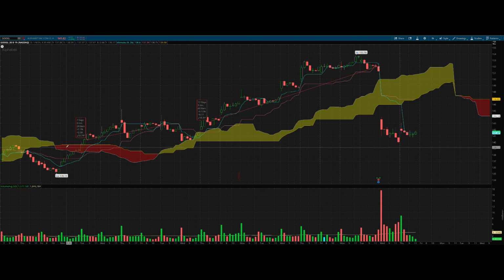Most of the cases when it crosses the red cloud, that is not a strong signal. That's a weak buy signal. If it is above the green, that is a strong buy signal. You can see 1.7% and 6% profit on Google using this strategy.